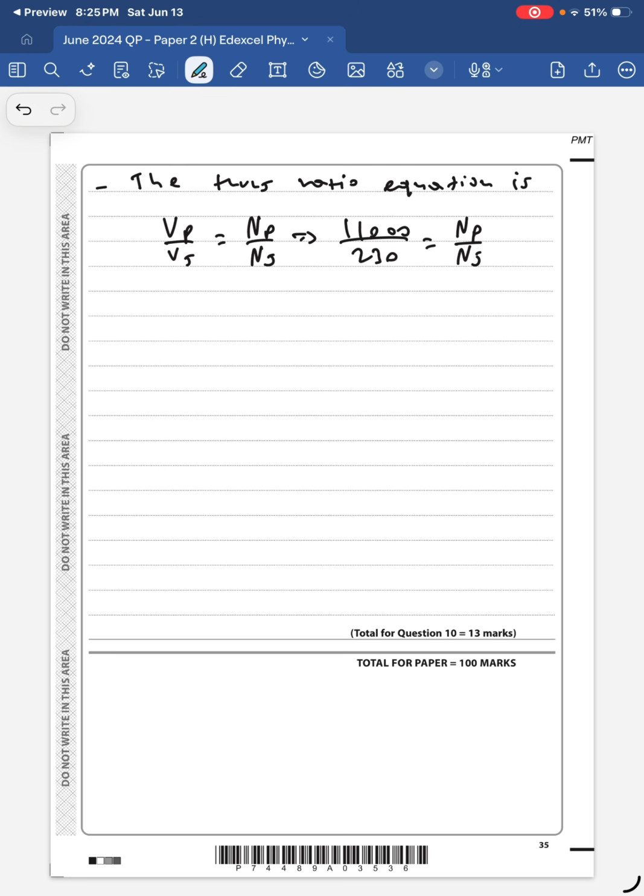Incidentally, by the way, here in Cyprus, you also have 230 volts because we used to be a British colony, I guess. Okay, so the number of turns in the primary is about equal to 48 times the number of turns in the secondary coil. Okay. So yeah, that's the answer.